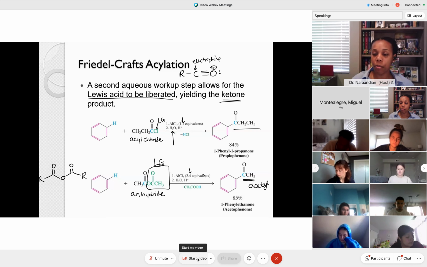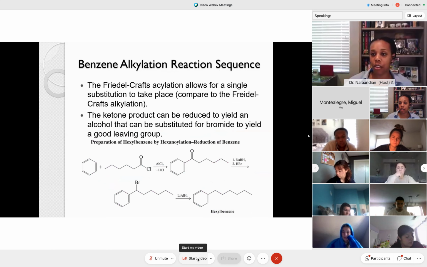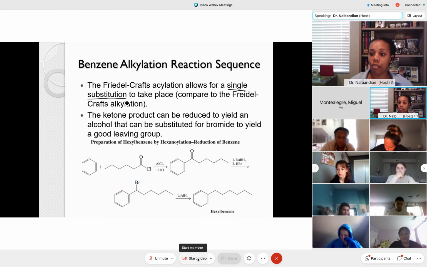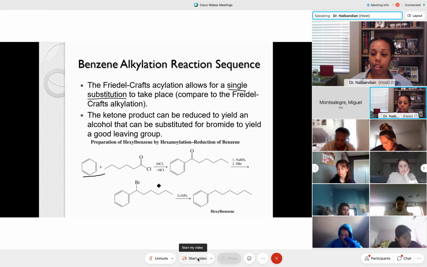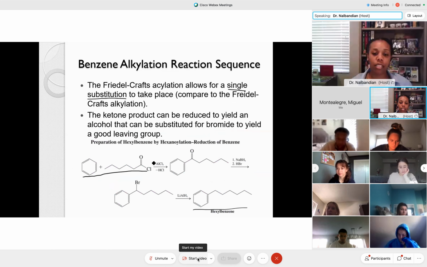All right, so we talked about our Friedel-Crafts alkylation and our Friedel-Crafts acylation. We said the acylation is superior because we would get a single substitution. We've added in an electron withdrawing group, so we get a single substitution, and we don't see any rearrangement. So we can do this process. We can start off here, and we end here with this alkylated benzene. So let's look at this process.